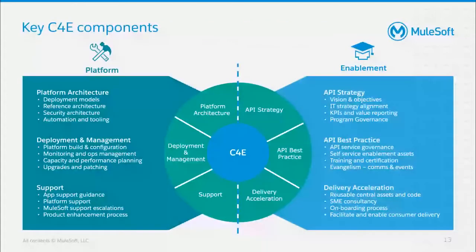Now, if we look into what the key components are, we actually see that there's a number of things that need to happen. So on the one side, we have platform. On the other side, we have enablement. And the platform key components here focus on platform architecture. We have deployment and management, and we have the support component. Whereas the enablement focuses on creating an API strategy, API best practices, and a delivery acceleration.